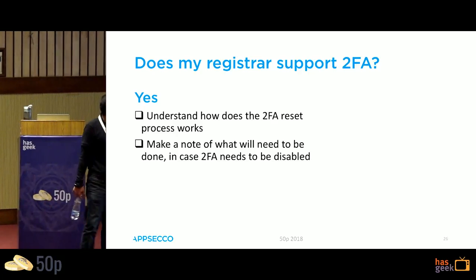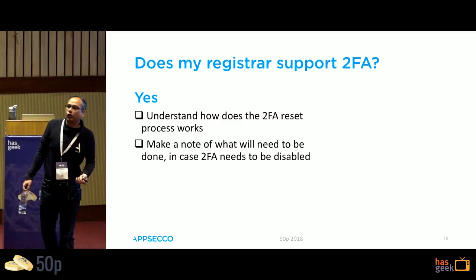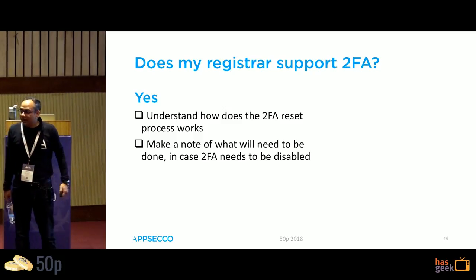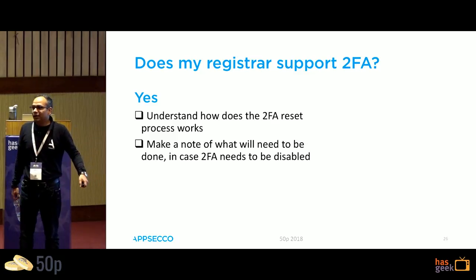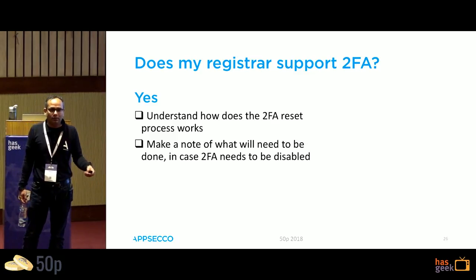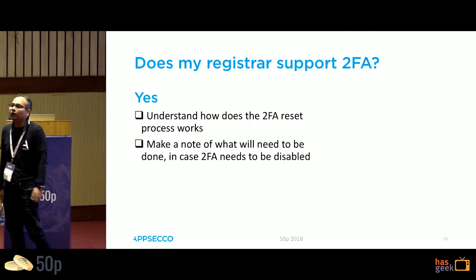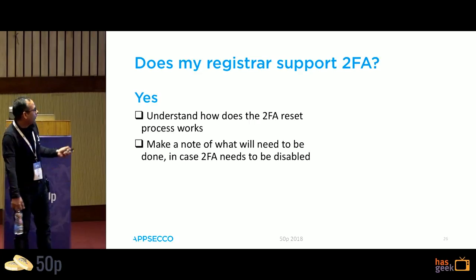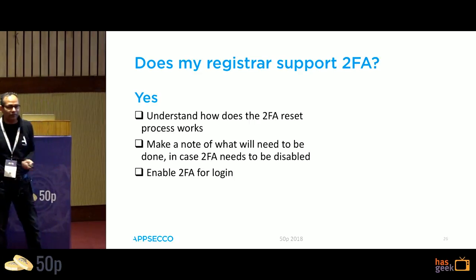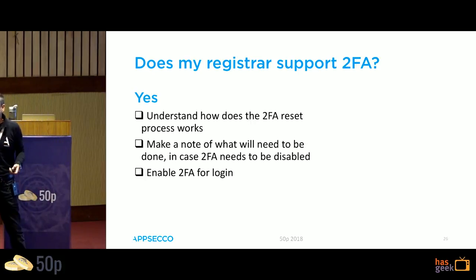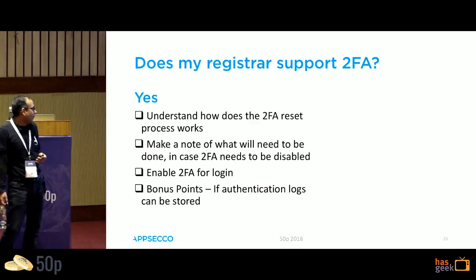Make a note of what needs to be done if you lose your device or somehow forget something. Figure out what the process is, because if someone is providing that as a security feature, they would have thought of usability. Is it good usability? Is it useful? That is different. But they would have thought of it. You should do that first. And when you are clear about these two things, enable 2FA. In this day and age, not doing this makes no sense. There is nothing that you are gaining from not enabling this.